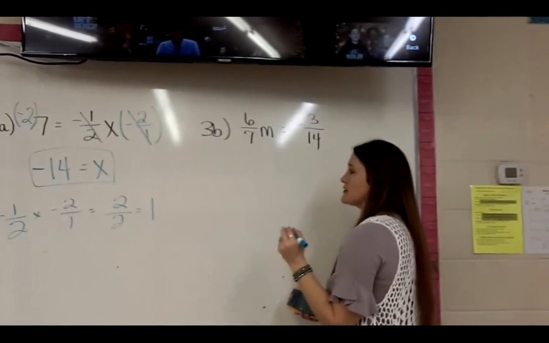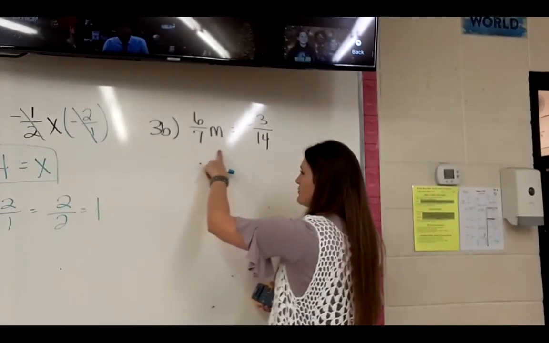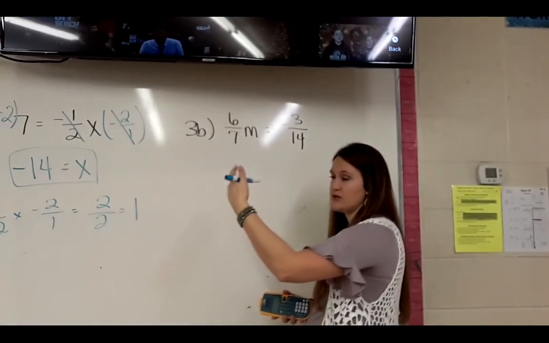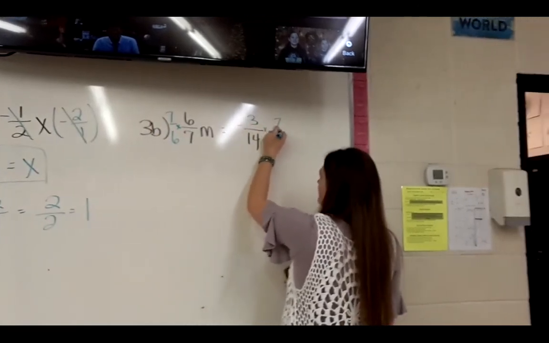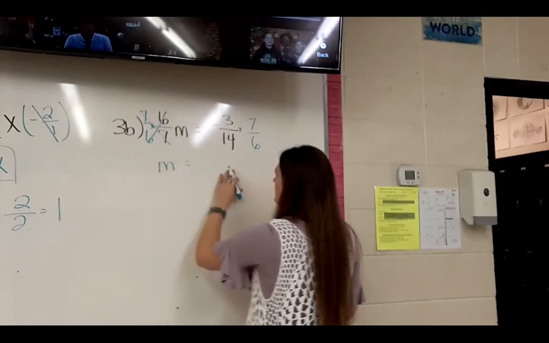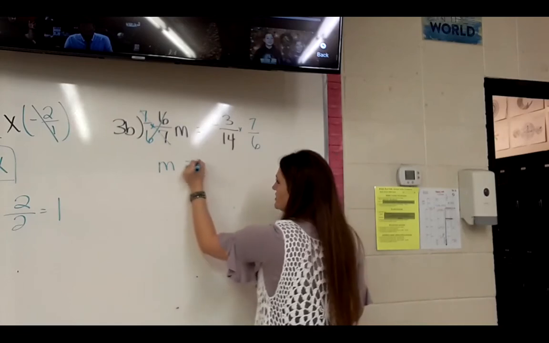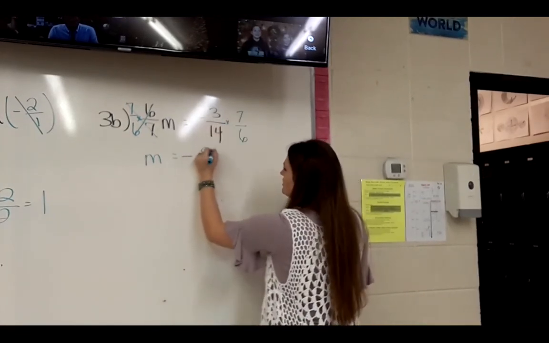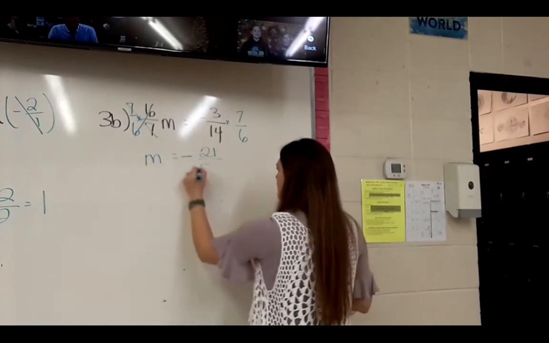Okay, 3b is the same way. We have a fraction we have to get rid of. 6 over 7m. It's being multiplied. We would divide, but it's a fraction, so we flip it and multiply. So I'm going to multiply both sides of this equation by 7 over 6. This cancels. Now, I'm going to go ahead and look at just negative, positive. I have a negative times a positive, which is negative. Now I can multiply it. So we have 3 times 7, which is 21, over 14 times 6, which is 84.